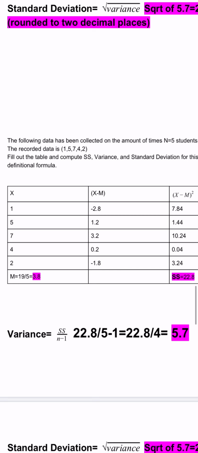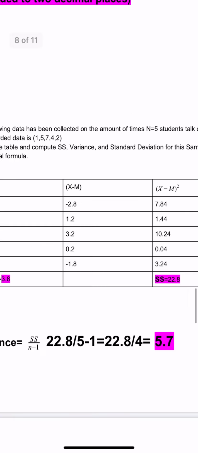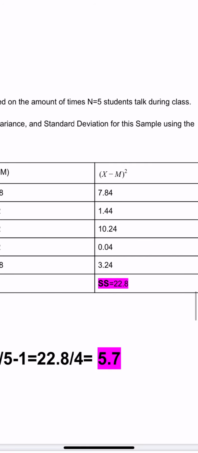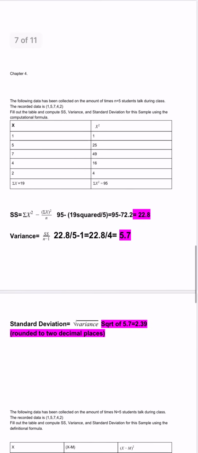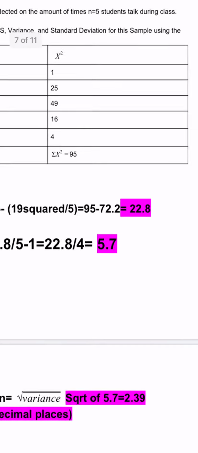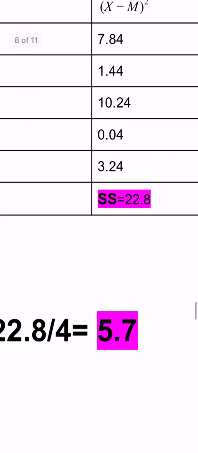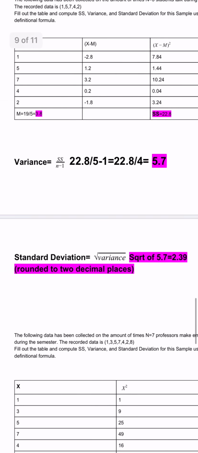So when you do 1 minus 3.8, 5 minus 3.8, 7 minus 3.8, 4 minus 3.8, and 2 minus 3.8, you get all of these values. Now, the last step is you take all those values and square them. When you square them all, remember, when you square a number, it's always positive. You get 22.8. As you can see, doing it the computational way, we got 22.8. Doing it the definitional way, we got 22.8. So the rest of the values will be the same for the rest of the question.